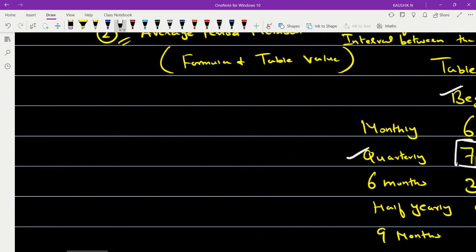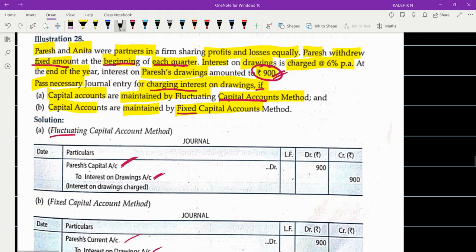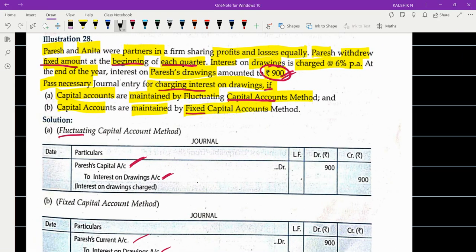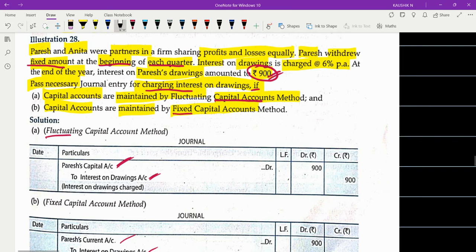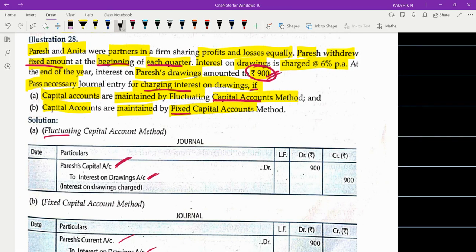Look at the question. Have they given you the rate? At what rate are you charging interest? Have they given the rate of interest? Hello? Check the question, tell me.